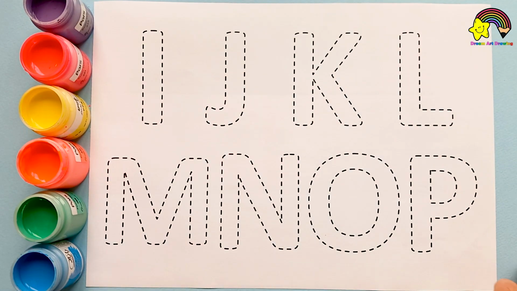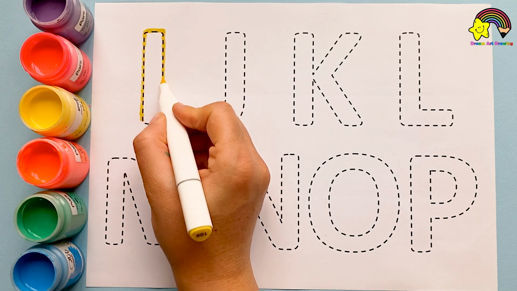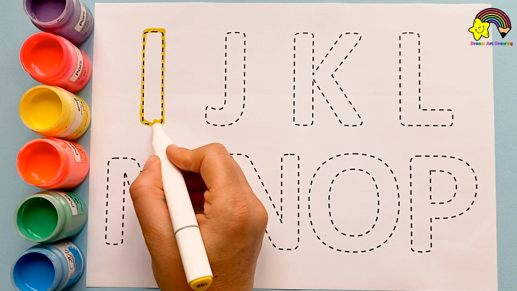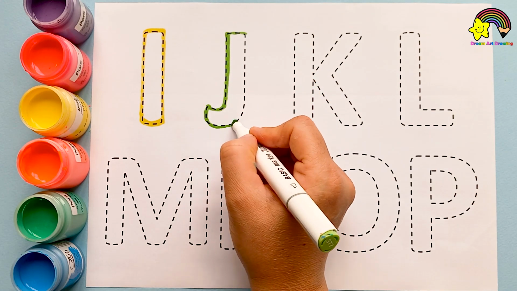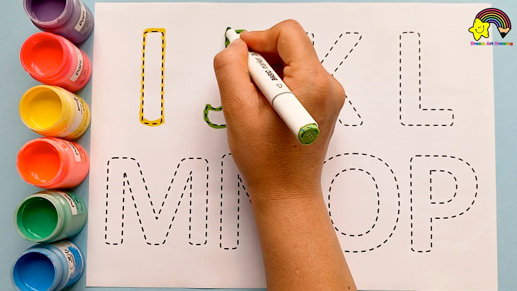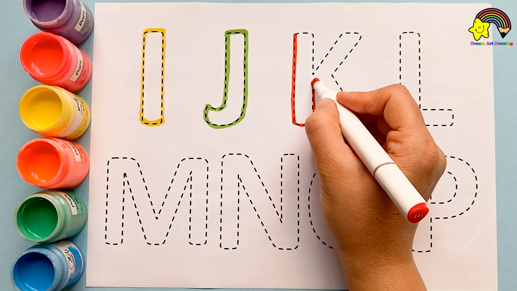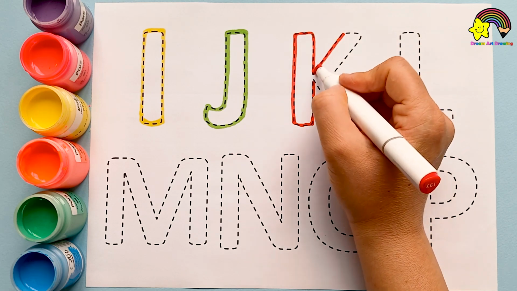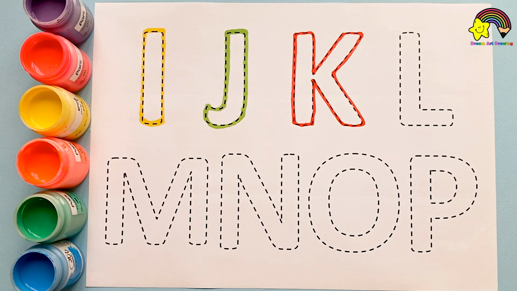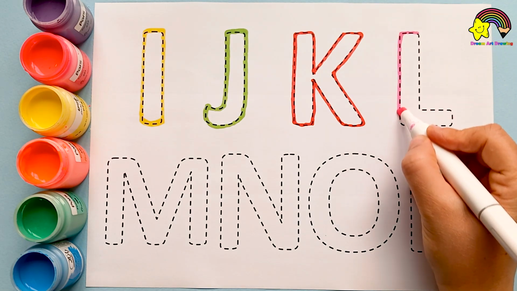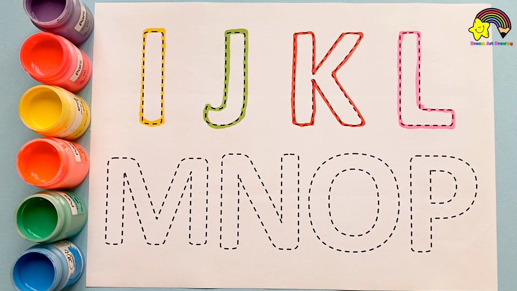Yellow color. I for ice. Green color. J for jam. Red color. K for kangaroo. Pink color. L for lemon. Blue color.